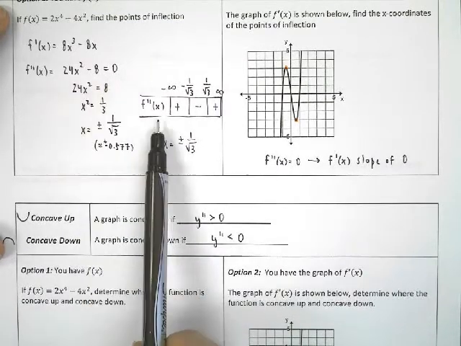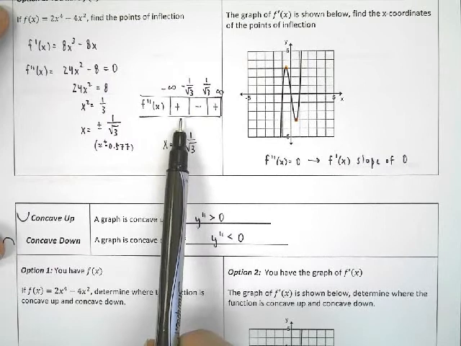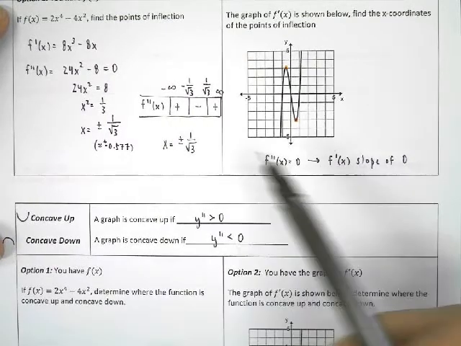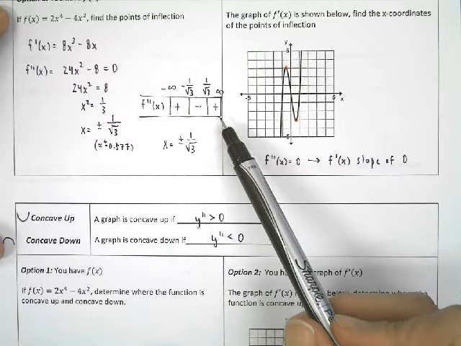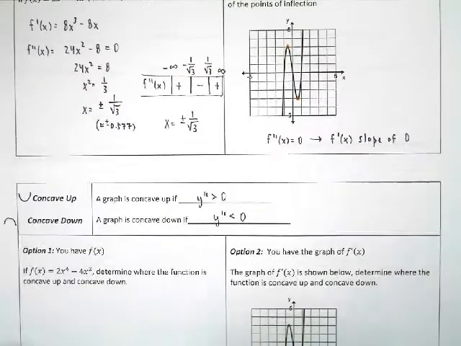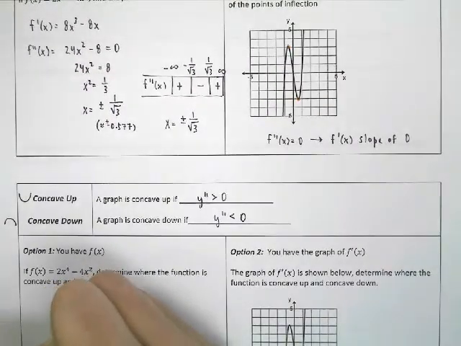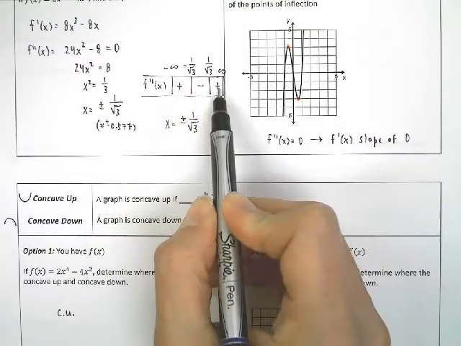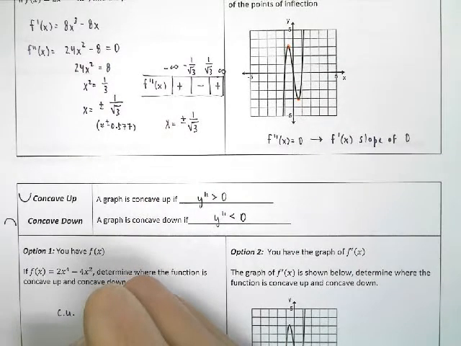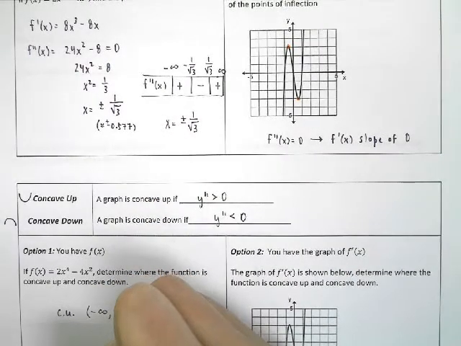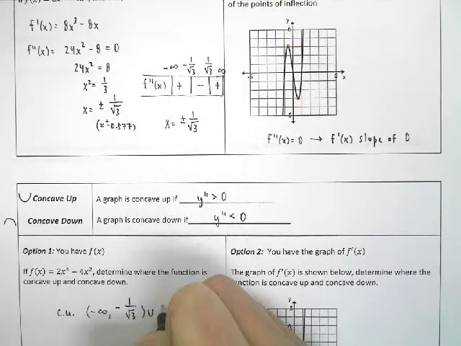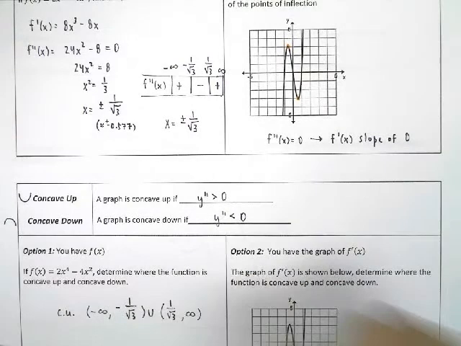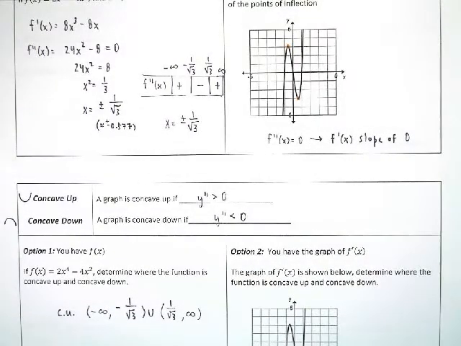We know that we're going to be concave up wherever the second derivative is positive. So I have two intervals where that's happening. From negative infinity to negative 1 over root 3. And then again from 1 over root 3 to infinity. And again, since it's a second derivative, we use open intervals. Now I am concave down in between negative 1 over root 3 and 1 over root 3.